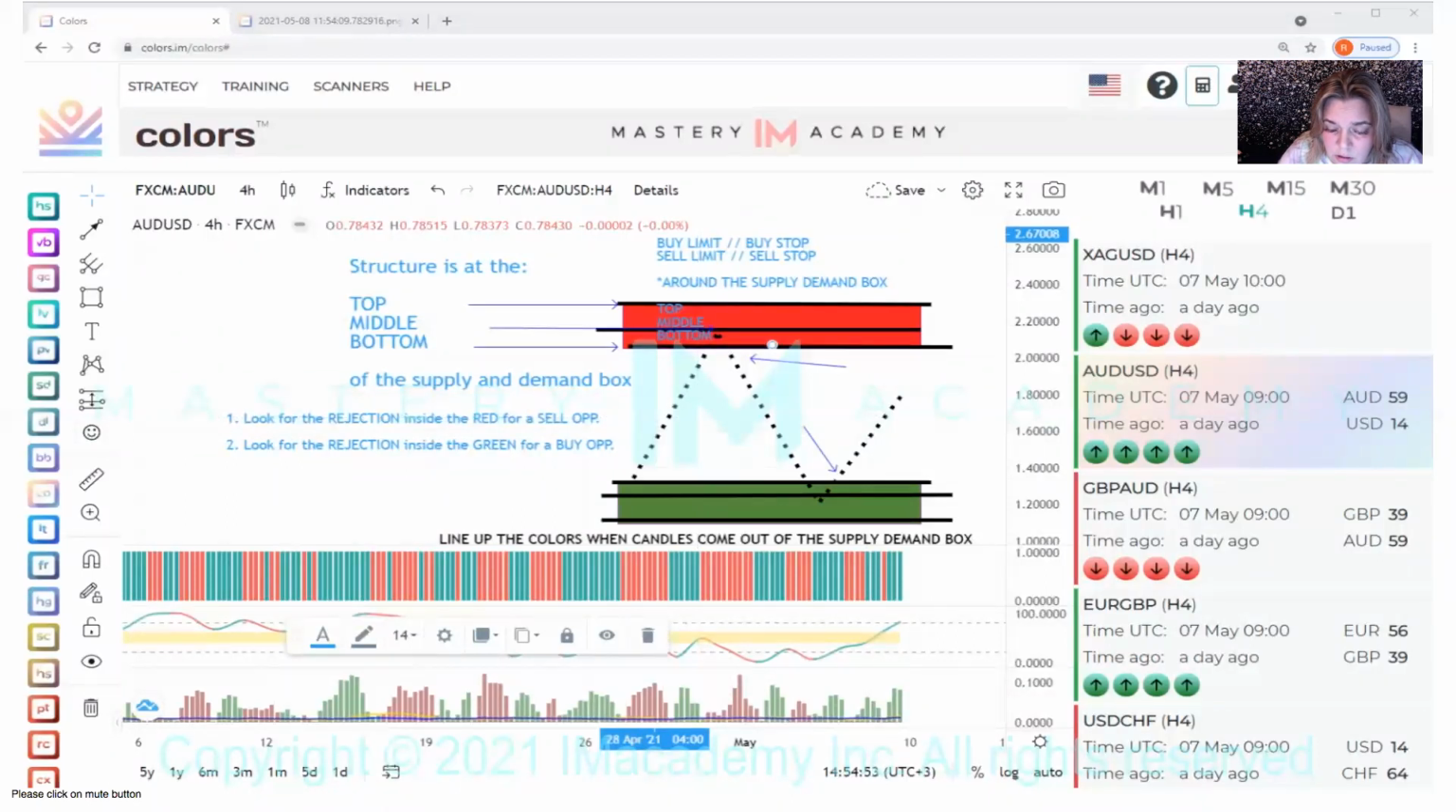Line up the colors when it comes out of the supply-demand box. The color is going to tell you when it comes out. Now, I'm going to show you your entry and your exit, when you go in, when you go out, okay? I'm going to show it to you. It's going to be easy. Oh, God, y'all are going to be like, no, Spiller. Yes.